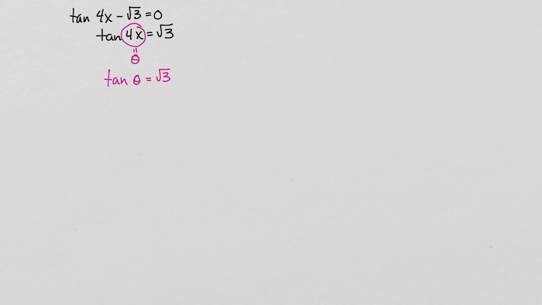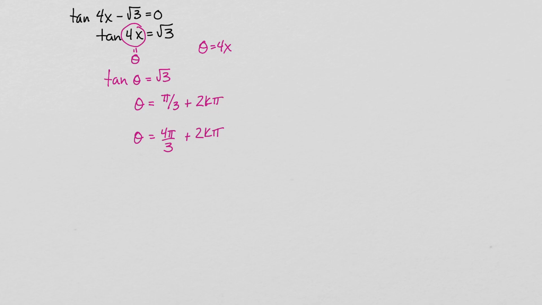And so now, when I have this, I'm trying to figure out first, our theta is equal to 4x. So when is the tangent of theta equal to square root of 3? Pi divided by 3 and 4 pi divided by 3. Right, so pi divided by 3 and 4 pi divided by 3. And then since this is to find all the solutions, we're going to add plus 2k pi.